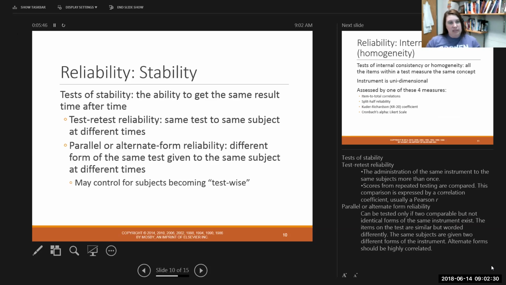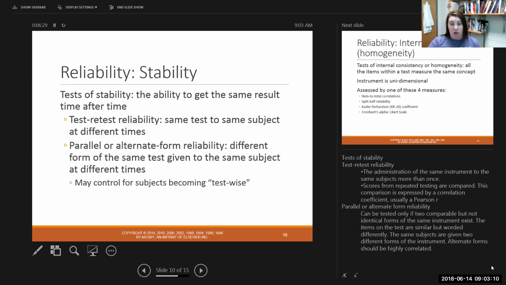Reliability and stability. Tests of stability are looking at getting the same results time after time. So we have test-retest reliability. We have parallel or alternate form reliability. With test-retest reliability, again, the administrators of the instrument give it to the subject more than once. Scores from the multiple tests are compared. And in this comparison, we are looking at a correlation coefficient, which is usually Pearson's r. Again, this is a statistical reference of, are these tests stable over time?